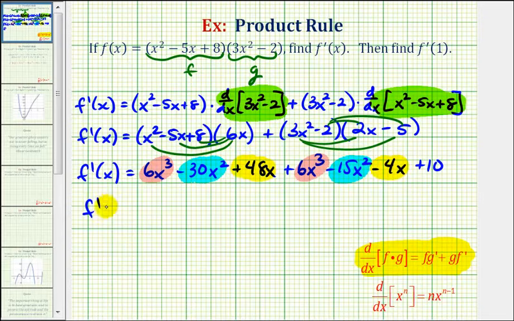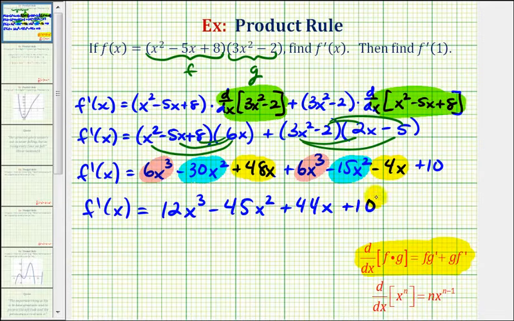So f prime of x is equal to 12x to the third. Then we'd have minus 45x squared. And then we'd have plus 44x plus 10. So this is our derivative function.